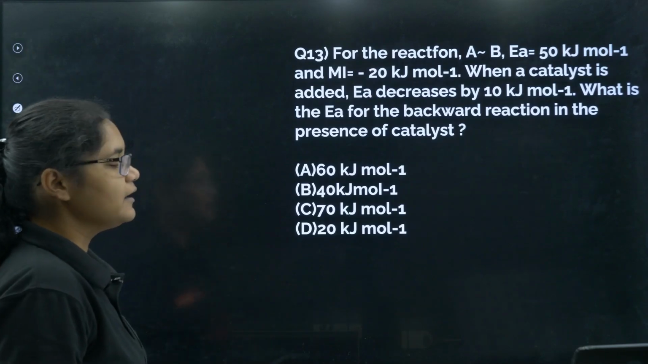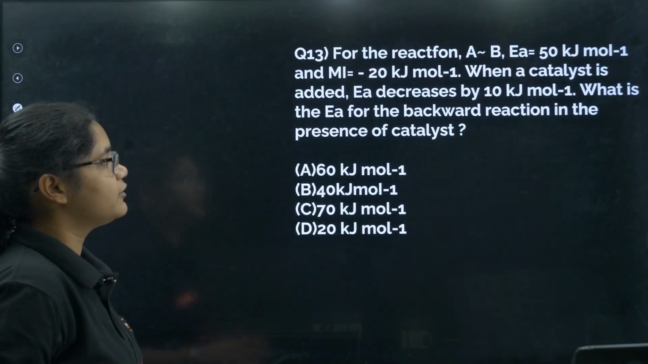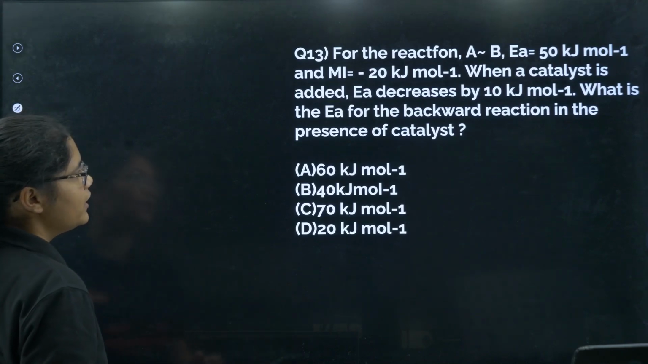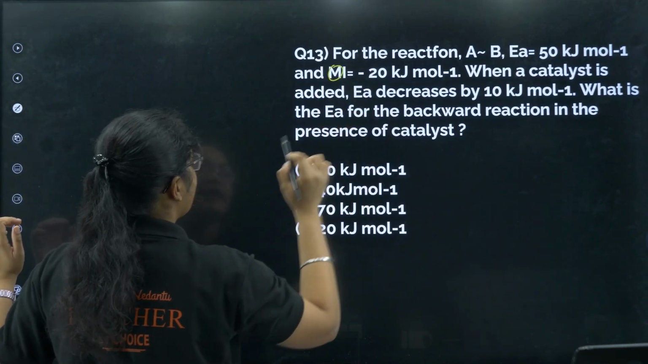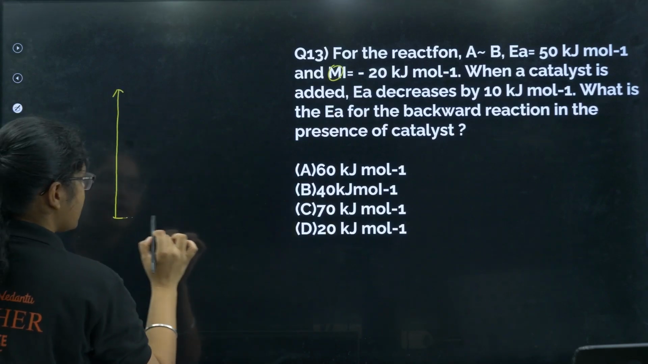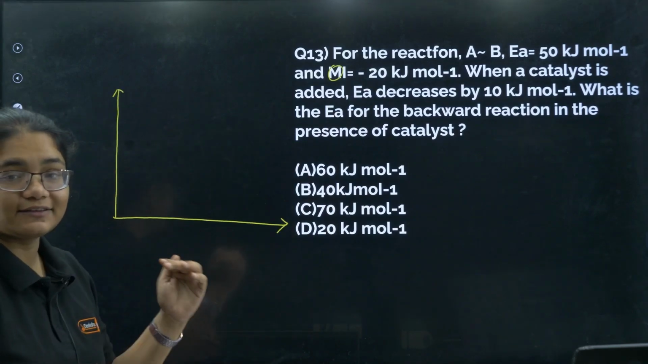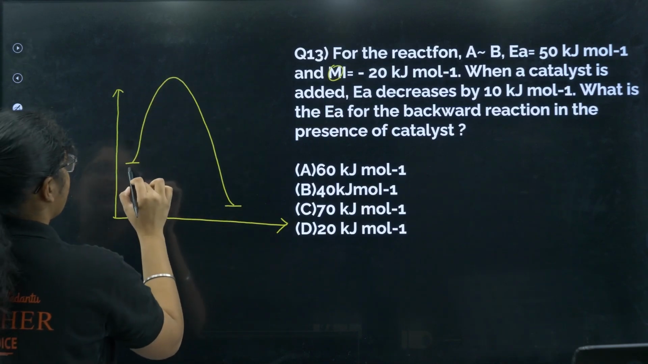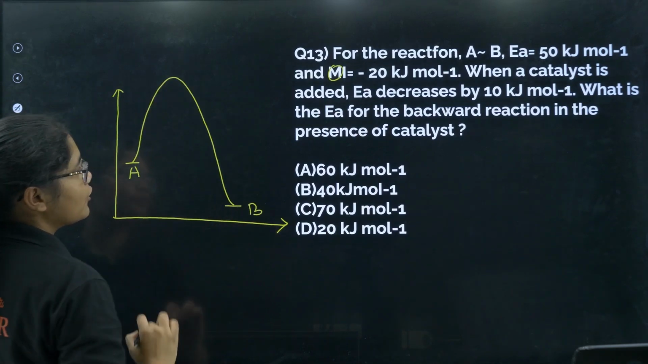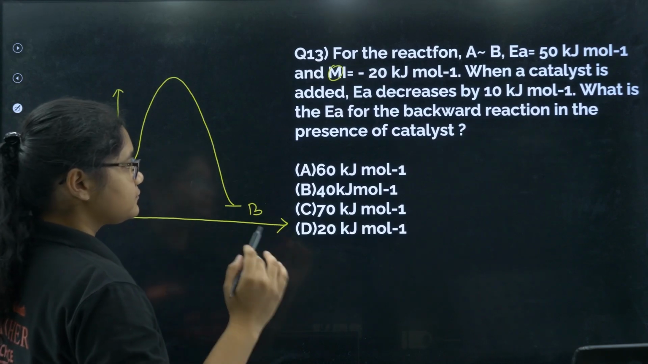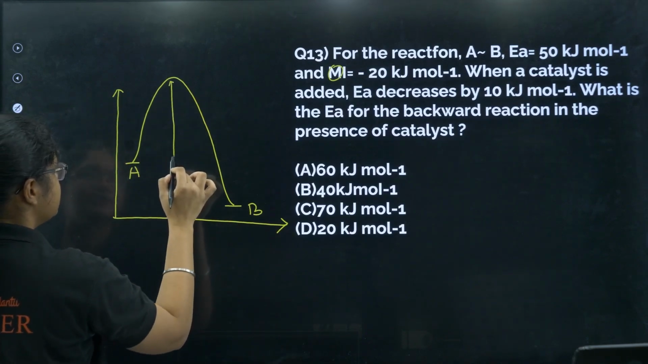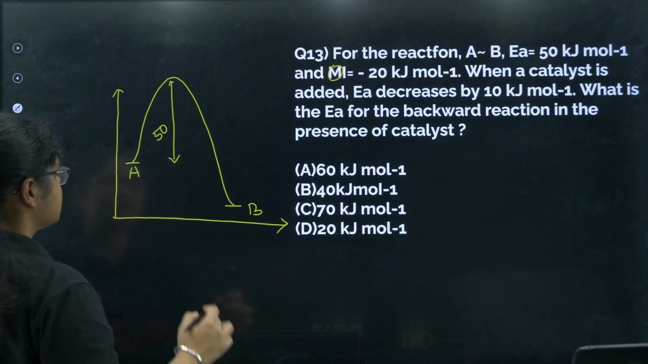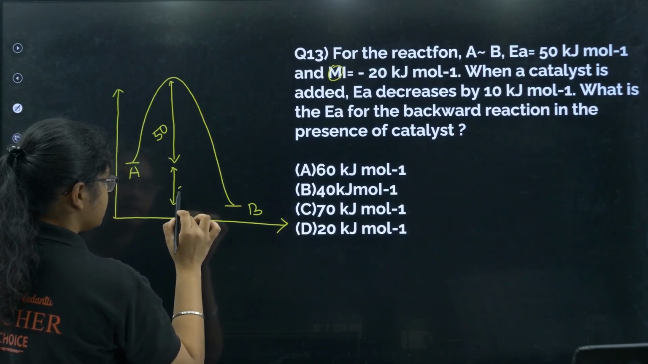Next question, number 13, for the reaction A gives B, the activation energy is 50 kilojoule per mole and this is delta H. Okay, delta H value is minus 20. So delta H value is minus 20 means it is an exothermic reaction. So you have an exothermic reaction like this, A gives me B. Okay, now what happens here? The activation energy given is 50 kilojoule per mole. Okay, and what is the gap? This one, that is your 20.